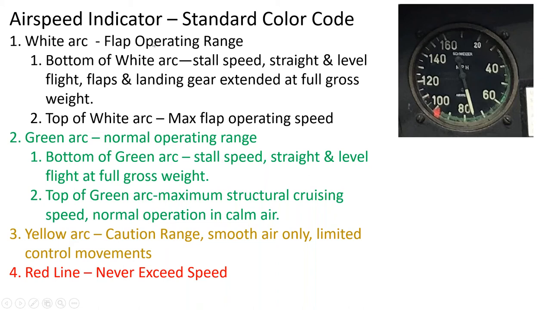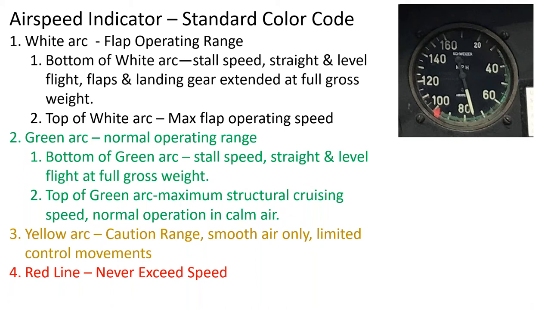In the early 40s, the FAA went to a color-coded airspeed indicator. They required all airspeed indicators to have a color code with a white, green, yellow, and red arc. Ours only has a green and a red because we don't have flaps. The white indicator is for flaps. And then yellow is a caution range, and Big Orange, I guess, goes right from green to never exceed.